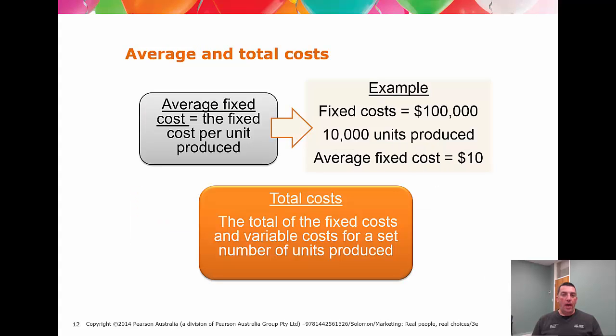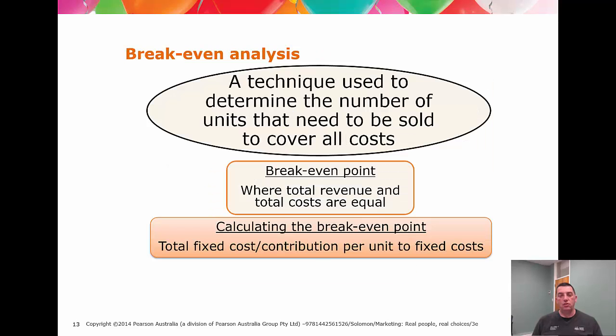So to work out our average and total costs, the average fixed cost is the fixed cost per unit produced. In other words, we have a floor price then on how much it costs to make something. So that's important if we're doing cost-based pricing, if you're wondering why this is important. For those accounting people in the room, you can put your hand up if you love management accounting. This is clearly and closely linked into management accounting. Now, total costs is the total of the fixed costs and variable costs for a set number of units produced. So we understand then our total costs, which will then lead to the average cost.